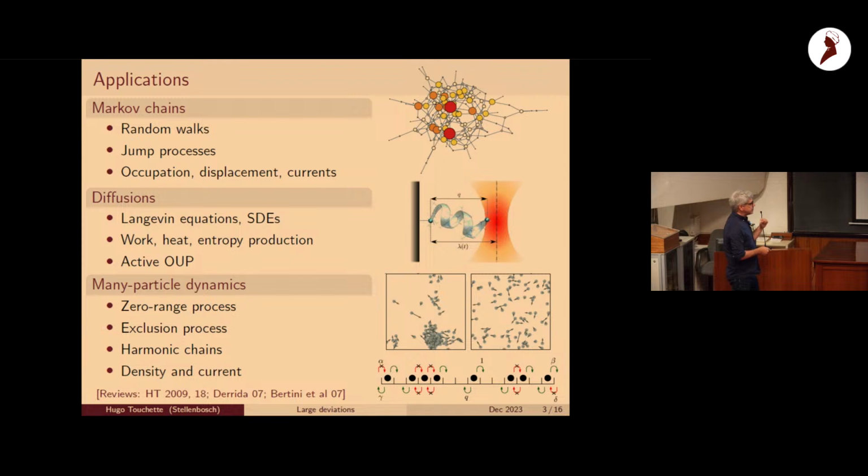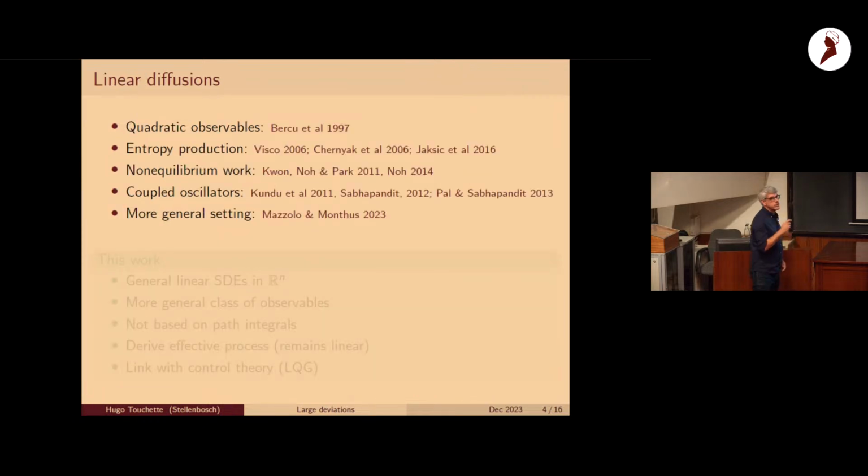On top of this, there are some cases that you can solve exactly. So you can find the large deviation rate function exactly, but there are not so many examples. So I've always been on the lookout for explicit examples, and there's quite a lot on the level of diffusions when you look at the linear case. And so people in maths have, for instance, looked at quadratic observables, which I'll define later on, and entropy production.